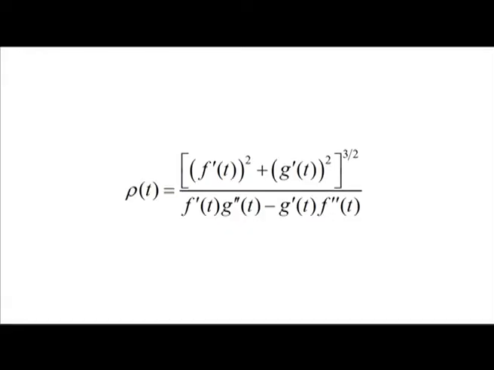Substituting these values in the formula for radius of curvature in Cartesian coordinates, and after a simplification, we get the formula for radius of curvature at a point t in parametric coordinates as rho of t is equal to (f prime t square plus g prime t square) all raised to 3 by 2, all divided by f prime t times g double prime t minus g prime t times f double prime t.